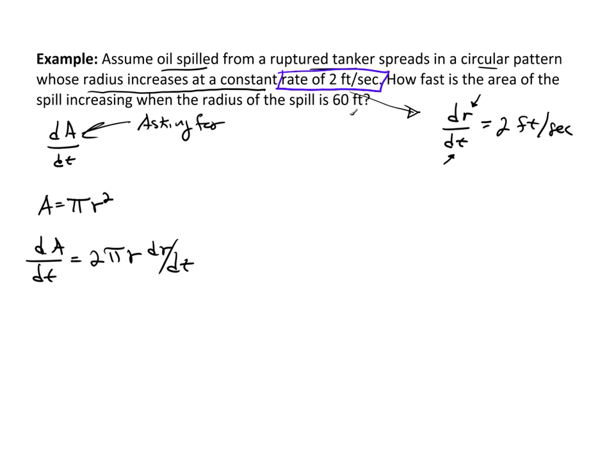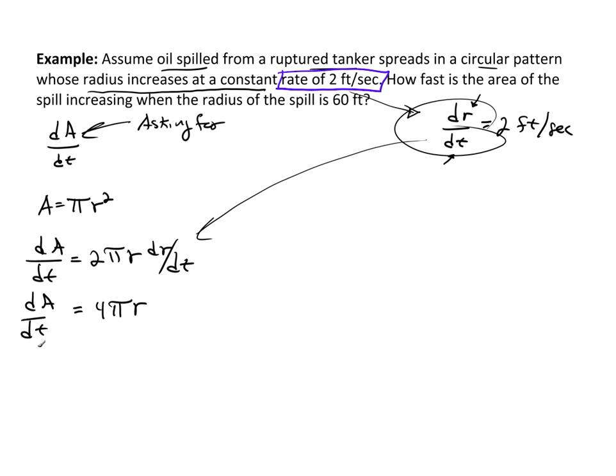But dr/dt we said was 2. So I can substitute this in down here, and I get 4 pi r. So that's the rate of change with respect to time. Now, we want to know how fast it's increasing when the radius is 60 feet. Well, that is simply 4 times pi times 60, which is 240 pi.